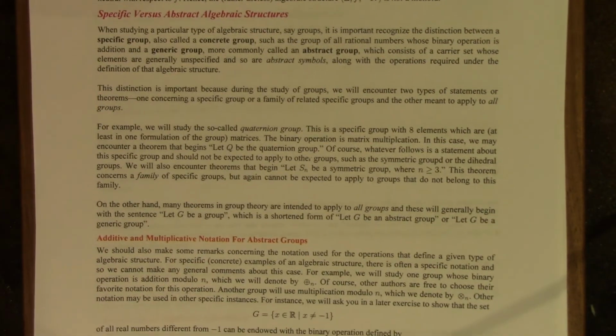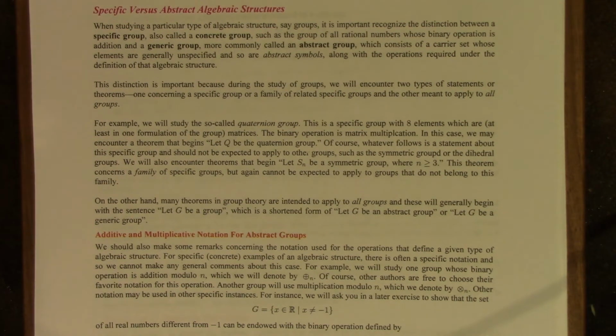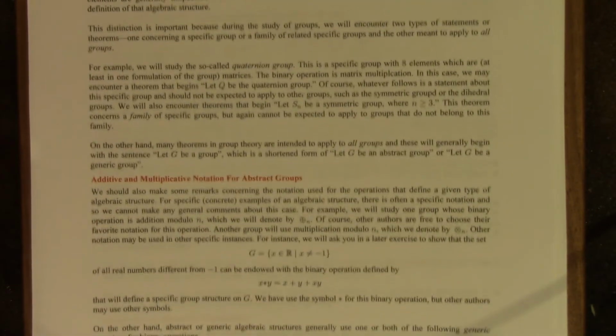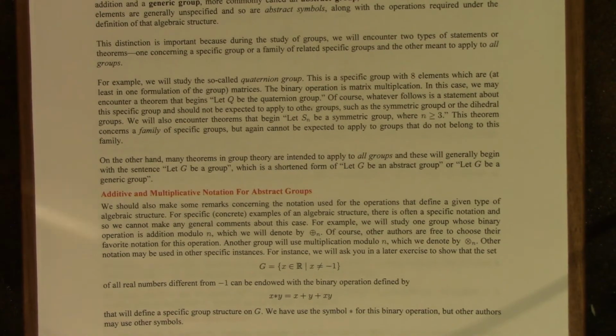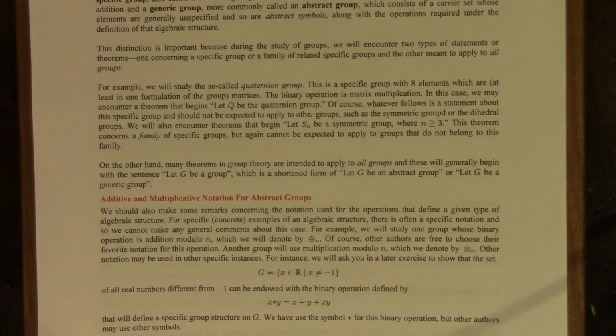This distinction is important because during the study of groups, we're going to encounter two types of statements or theorems. One concerning a specific group or a family of related specific groups, and the other meant to apply to all groups. So, for example, we'll study the so-called Quaternion Group. This is a specific group with 8 elements, which are, at least in the first formulation we're going to give of this group, 2 by 2 complex matrices. And the binary operation is matrix multiplication. So in this case, we might encounter a theorem that begins, let Q be the Quaternion group.